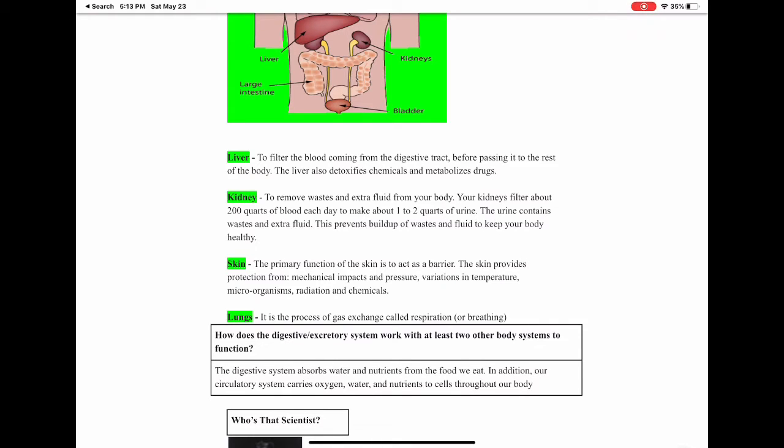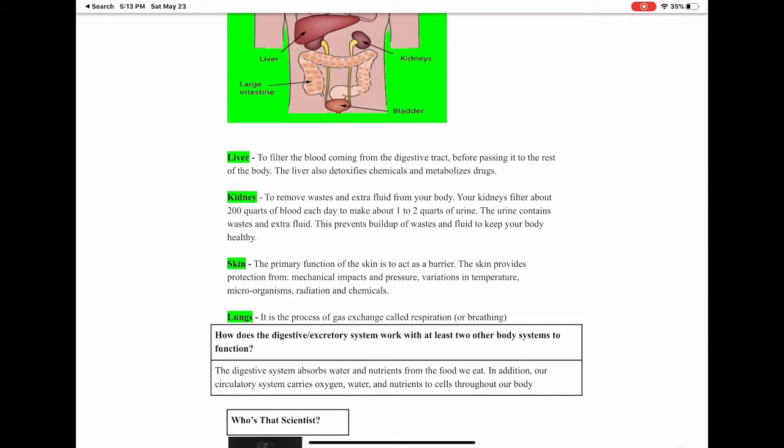So the next part is your skin, whose primary function is to act as a barrier. The skin provides protection from mechanical impacts and pressure, variance in temperature, microorganisms, radiation, and chemicals. So you can think of the skin as a cell membrane. It pretty much blocks other things from coming into the body.